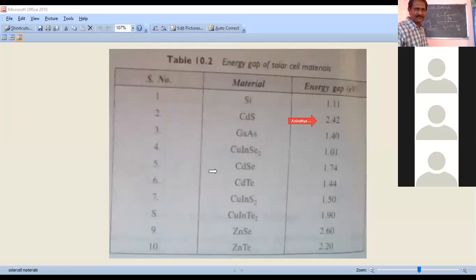Now write down all these energy gaps, okay, or take a snapshot of this one which is present over here.